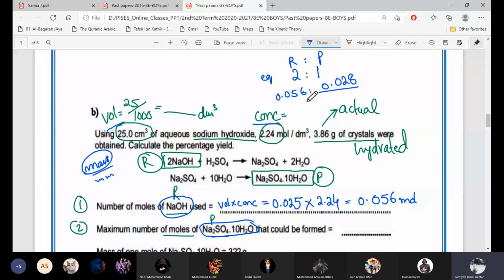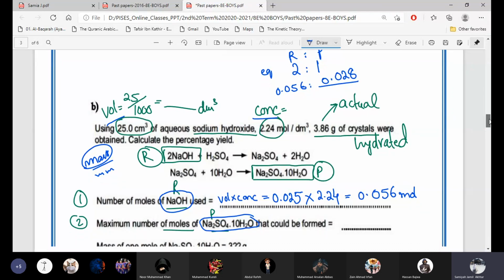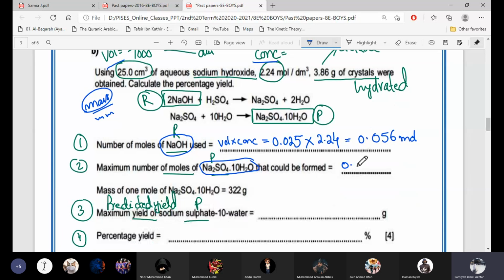We will divide it by 2. If 2 is giving 1, then 0.056 will give half. So the answer is 0.028 moles of hydrated sodium sulfate crystals. Now we have the moles of sodium sulfate, and we have the molar mass, which is given to us. We can find out the maximum mass of it.